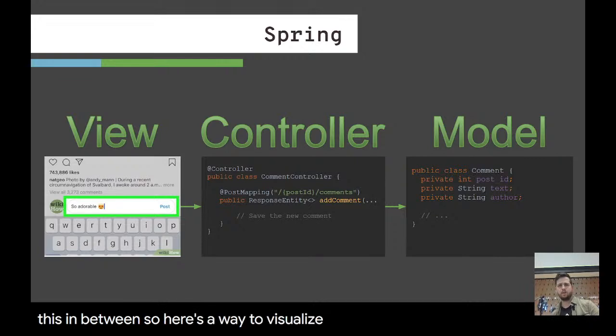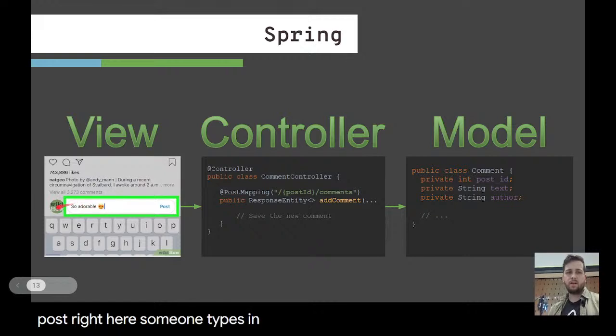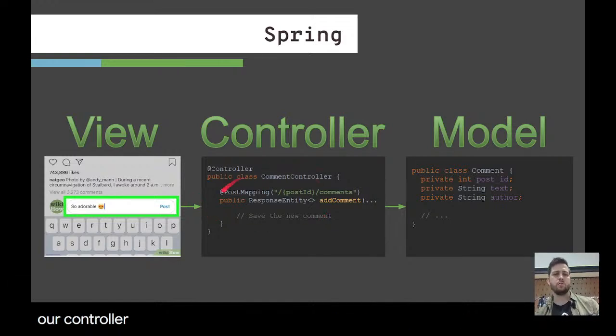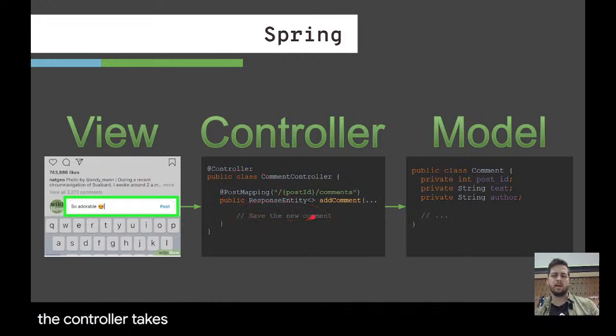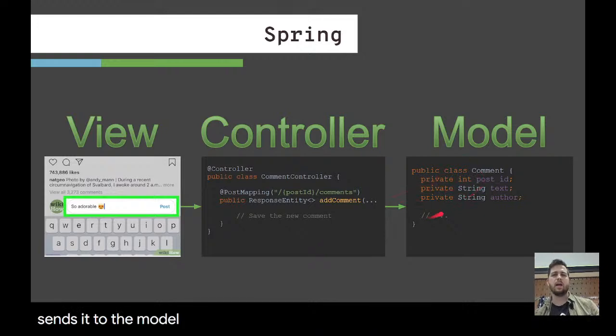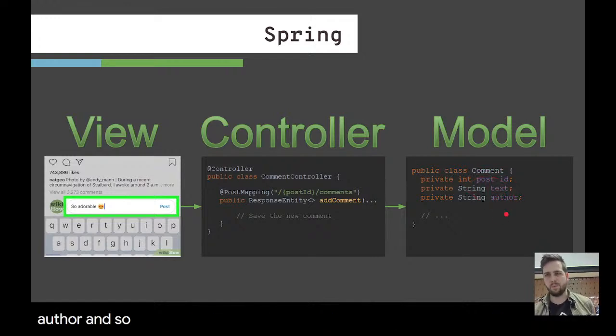So here's a way to visualize it, hopefully. We have an Instagram post right here. Someone types in a comment, presses post, and that gets sent to our controller. The controller, this is just some lightweight code, it's missing some details, takes in that comment and saves it to the database, which means it sends it to the model, and the model is structured like this. It has a post ID, text, and an author. And so that would be the general flow.